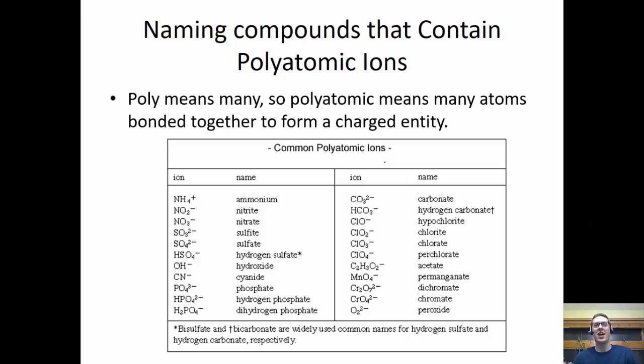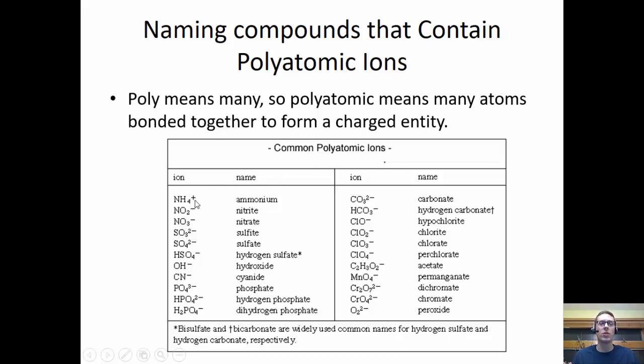Hello, students! Today we're going to talk about the last type of naming, the last type of ionic compounds, and these are compounds that contain polyatomic ions. Remember, poly means many, so polyatomic means many atoms bonded together to form a charged entity, something with charges. Here are some common polyatomic ions.